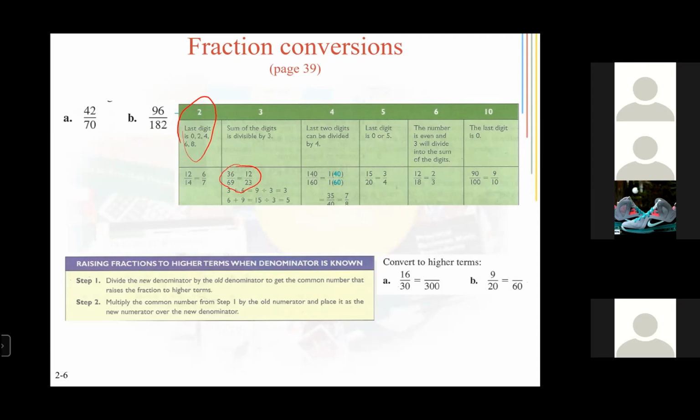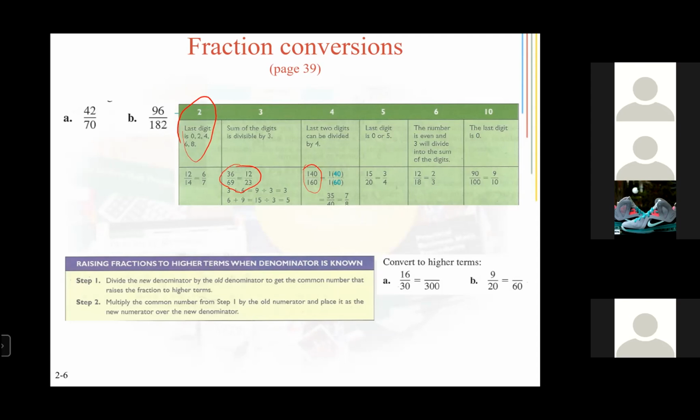In the next one, 4, it says the last 2 digits can be divided by 4. So in the example they give you there, 140 over 160, the last 2 digits of the top is 40. Right away, you should know that 40 is divisible by 4, so it means that 140 is also divisible by 4.